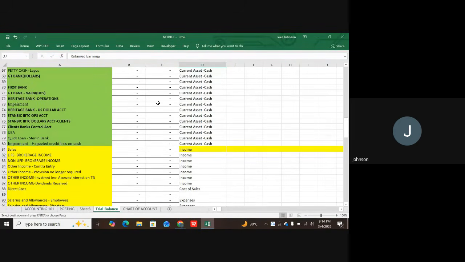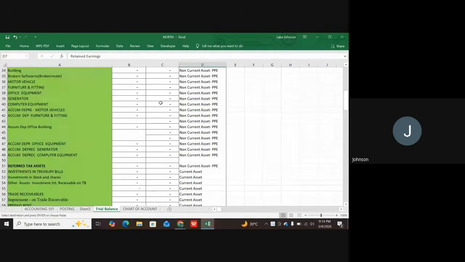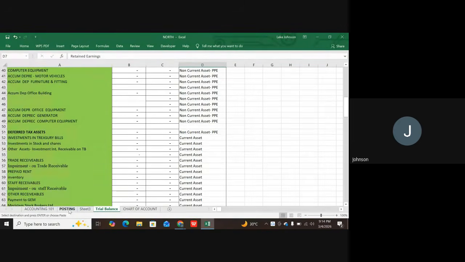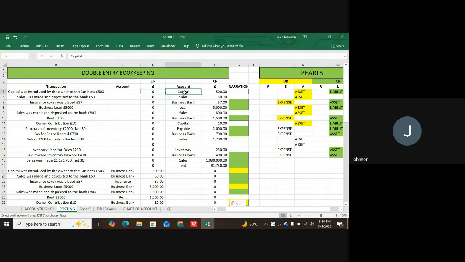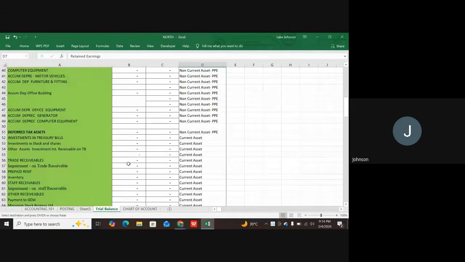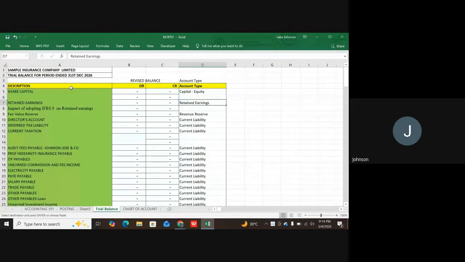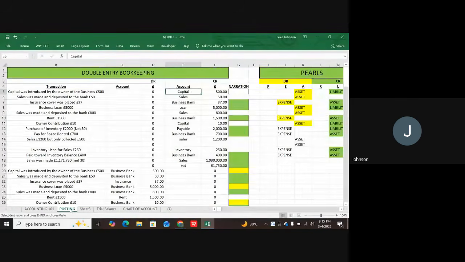Now the first thing we're going to do is ask what our capital is. Obviously our capital is a balance sheet item, so let's go straight to where the balance sheet is and look for where capital is. What are we calling our capital? We are calling it share capital. So let's copy this share capital, and then come back to our narration. Over here, the first transaction is actually a share capital. It has been linked automatically.